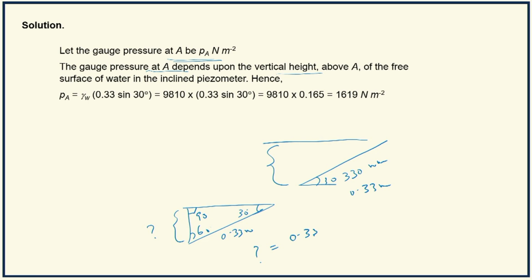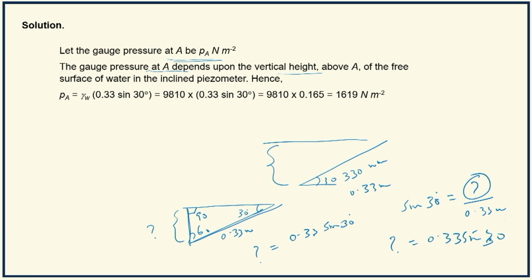So this value will be 0.33 into sine 30, because sine 30 from the right angle triangle is opposite by hypotenuse, and the hypotenuse is 0.33 meter. So this is 0.33 sine 30, the vertical height. So gamma W into H, 9810 into 0.33 sine 30, that comes to 1619 Newton per meter square.